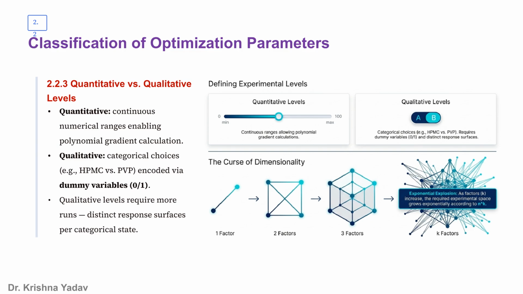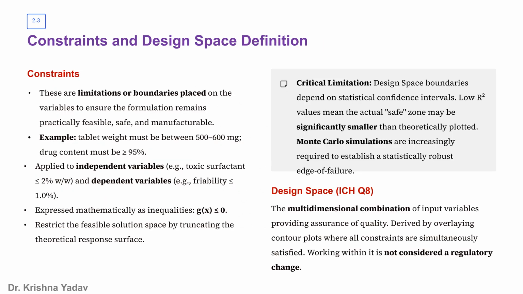The curse of dimensionality shows that the number of required experiments, or runs, explodes exponentially with the number of factors, k. Constraints are the limitations or boundaries placed on variables, such as maximum surfactant concentration or minimum drug content, ensuring the formulation is feasible. Design space is the multi-dimensional combination of input variables that assures quality, defined by overlaying contour plots where all constraints are satisfied.